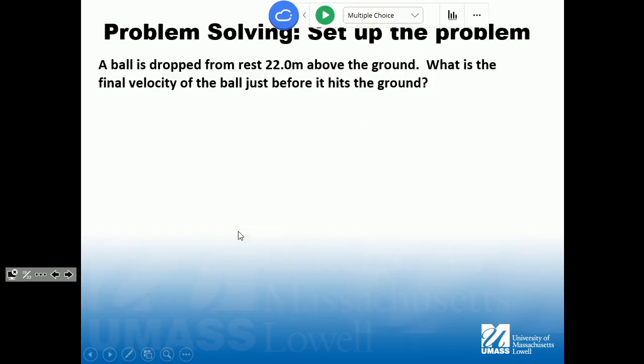So, problem solving. We're going to do one on slides, and then I'll do one on a doc cam. We're dropping a ball from rest 22 meters above the ground, and we're asking you for the final velocity of the ball just before it hits the ground. So if I'm dropping a ball, what does that do? The very act of dropping a ball gives me an initial condition.